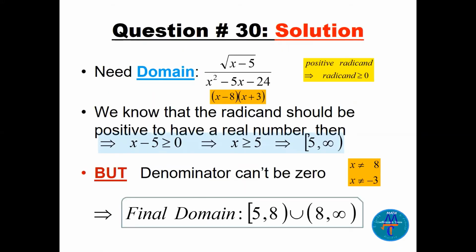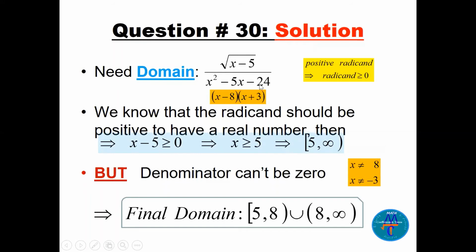It's not an easy question. So if you look at the numerator, the radicand should be greater than or equal to 0. So x minus 5 greater than or equal to 0, x greater than or equal to 5. So we start by closed 5 to infinity. This is the starting. But remember, denominator cannot be 0.